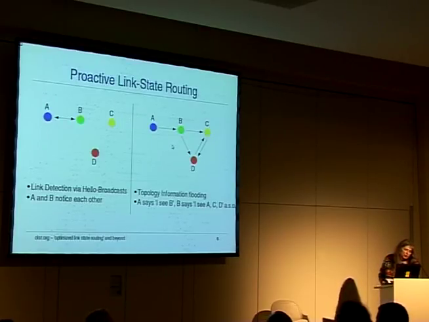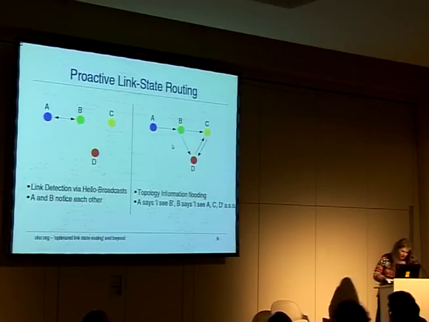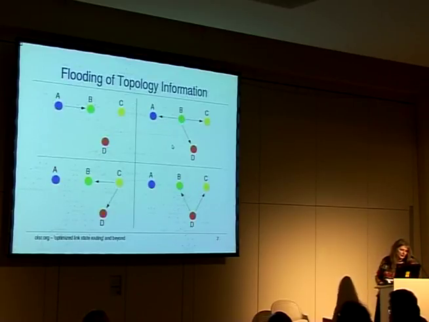Once the nodes have learned about the topology of their neighborhood, they start flooding the mesh with topology information. Well, A says, I can see B, B says, I see A, C, D, and so on. Basically, the basic proactive routing protocol just floods this topology information all over the whole mesh, regardless of whether somebody has already heard it or not. I think there's not much to say about this slide.